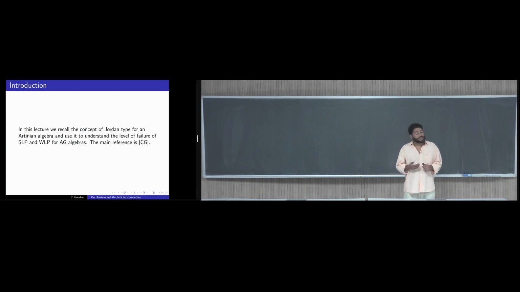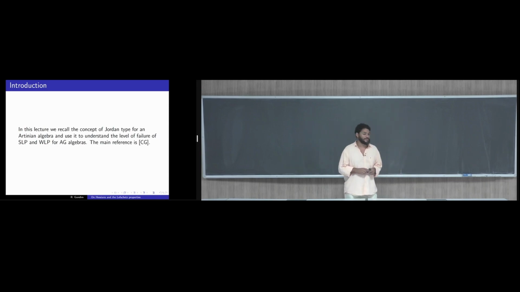Let's recall the concept of Jordan type for an Artinian algebra in general, and use it to understand how deep an algebra fails SLP or double LP.